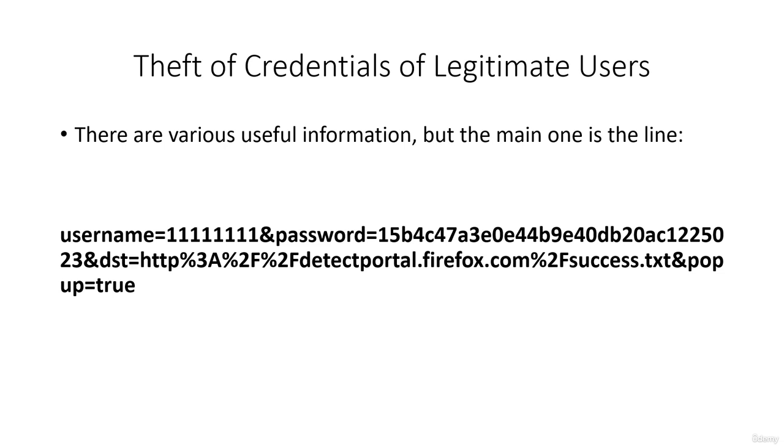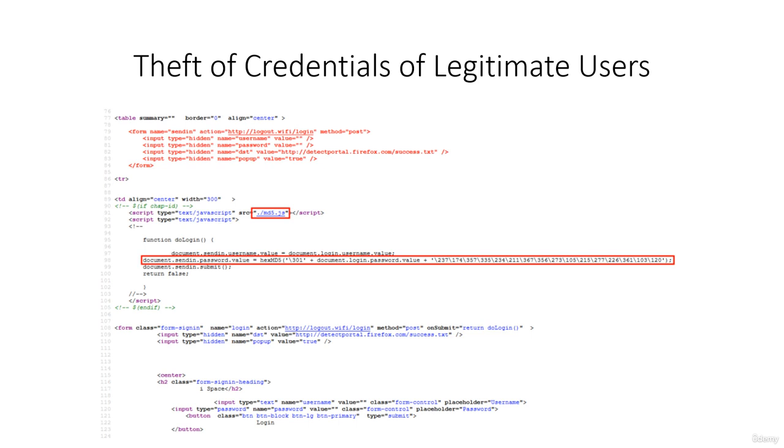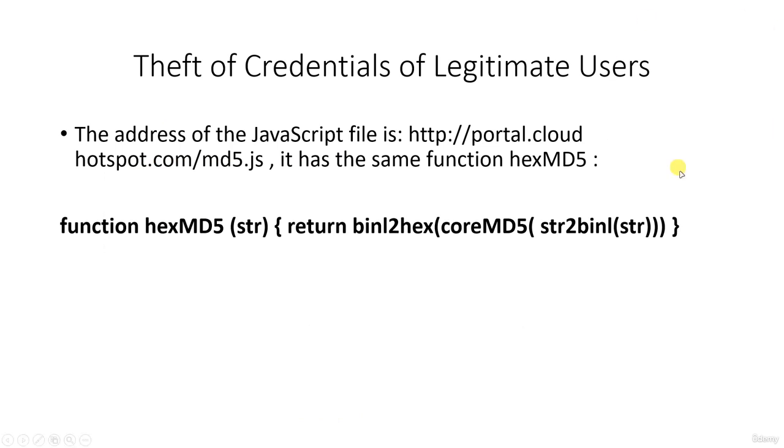Unfortunately, instead of the password there is a hash, as you can see, and not just a hash. In the source code you can see that a salt is added to the password before the conversion. The address of the JavaScript is like portal.md5, which is this one, portal.cloud https. So it has the same function as hex md5.